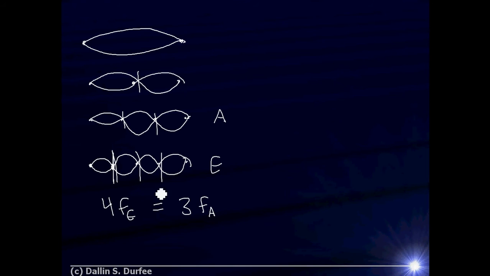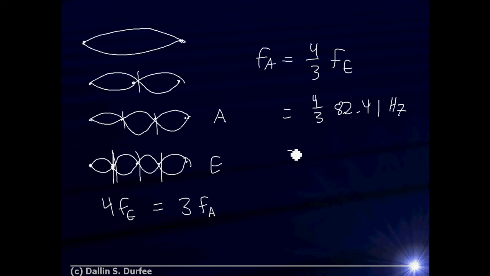So if I tune my strings so that those two harmonics are the same, and then play the strings without damping out some of the harmonics, what I'll find is that the frequency of the A string has to be equal to 4/3 times the frequency of the E string. And my E string has a frequency of, we said, 82.41 Hertz.